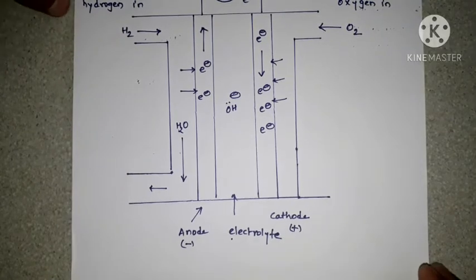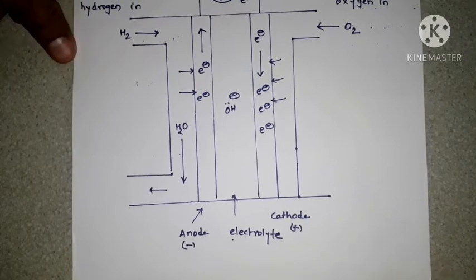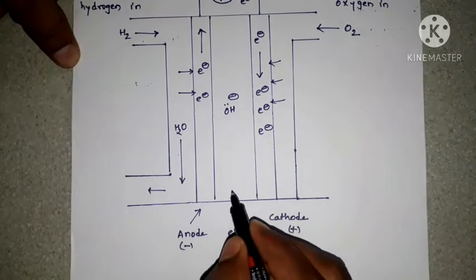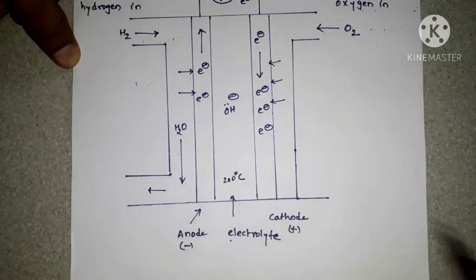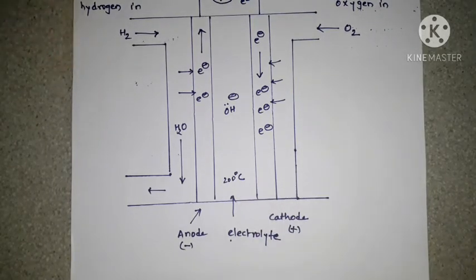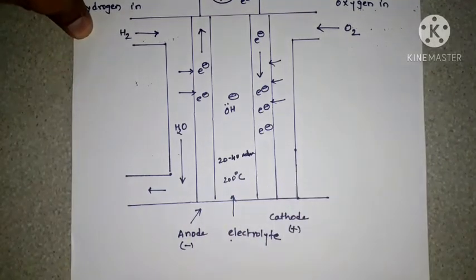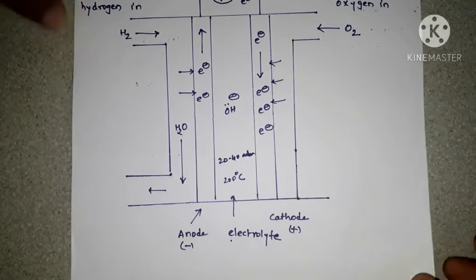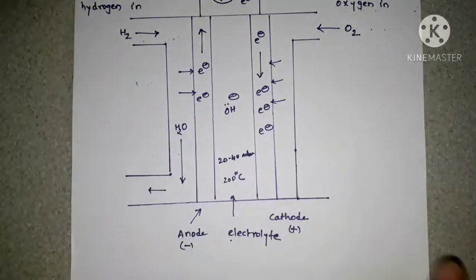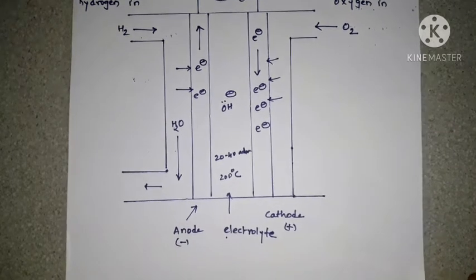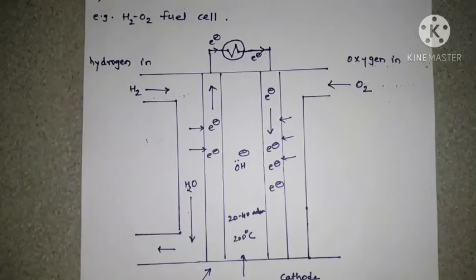Okay, then the temperature of the electrolyte is maintained at 200 degrees Celsius. How much temperature? 200 degrees Celsius temperature is maintained at the electrolyte part. Okay, and pressure is 20 to 40 atmospheric pressure in the cell setup. We have to maintain temperature and pressure, that is 20 to 40 atmosphere, okay. So this is your third point.